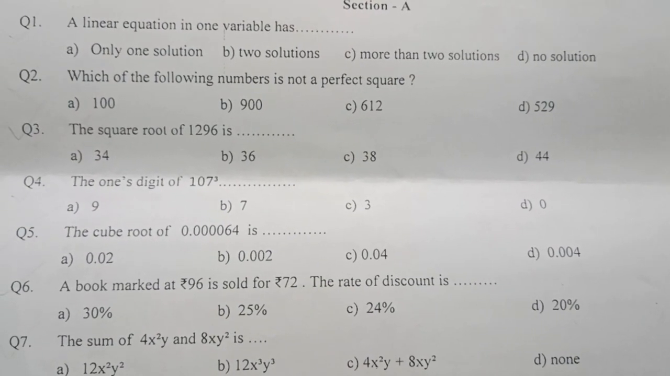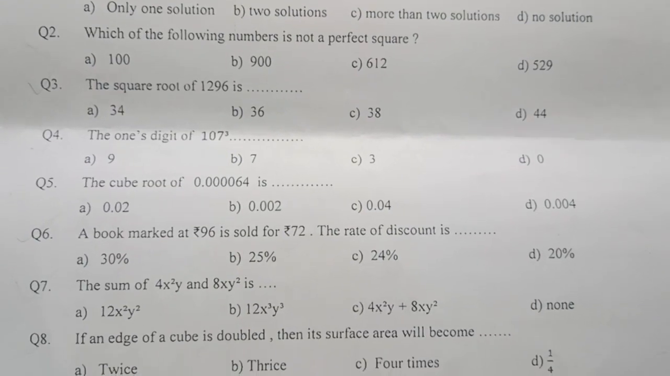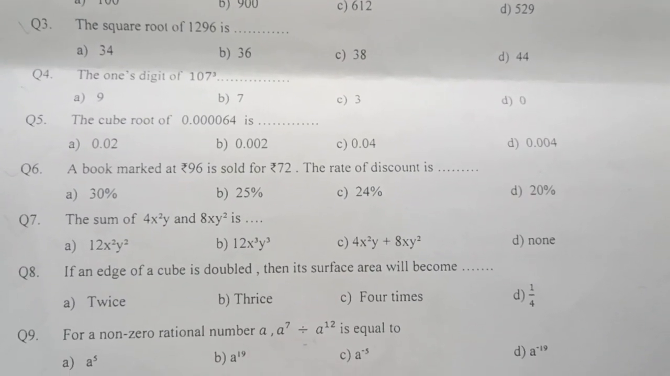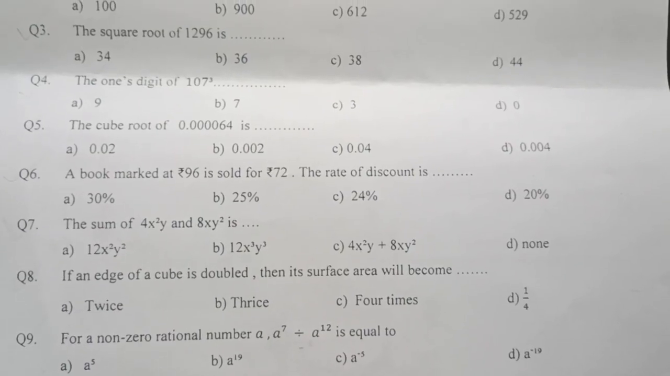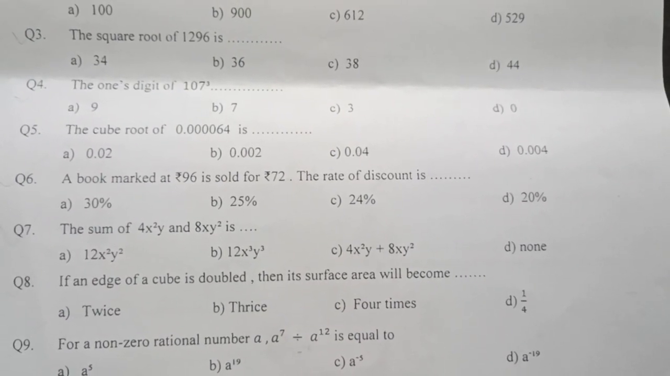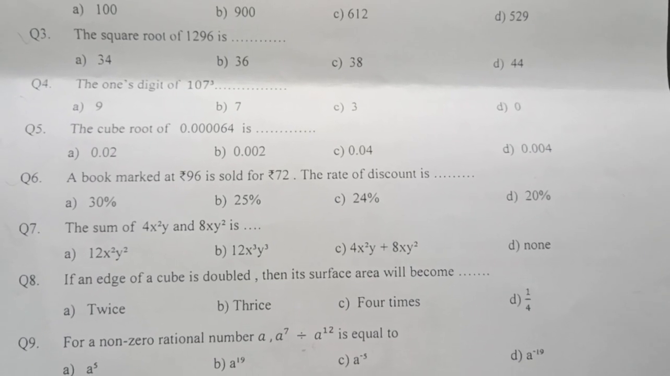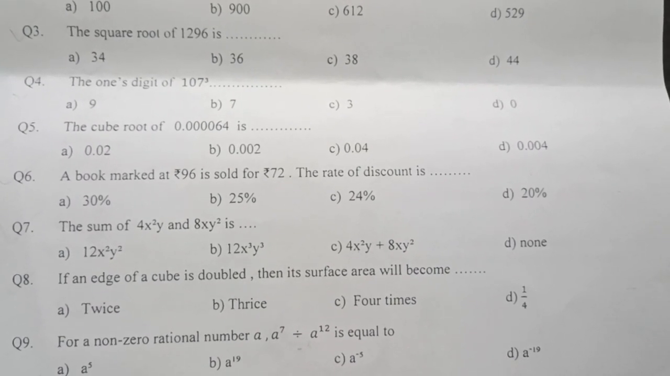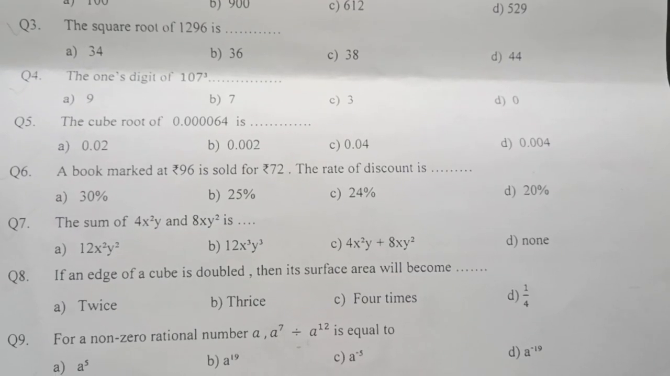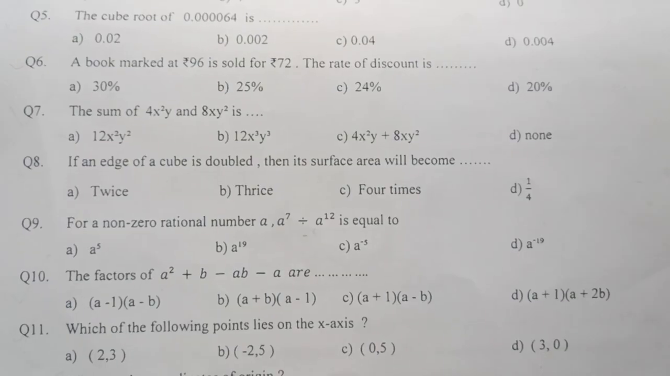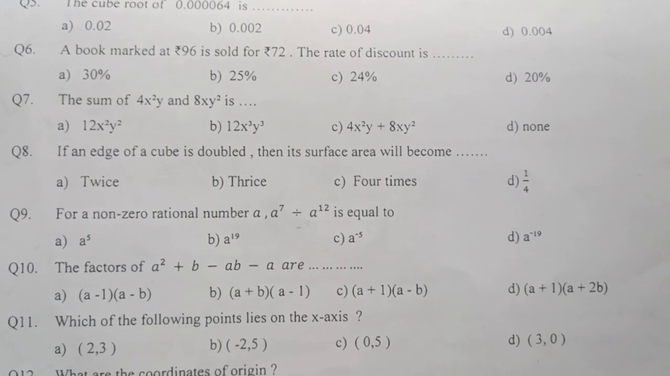तो square root निकाल के आपको देखना पड़ेगा. The square root of 1296 is dash. The one digit of 107 का क्यूब रूट, वंस डिजिट पे क्या आता है 107 के क्यूब पे, सॉरी क्यूब रूट नहीं क्यूब. The cube root of 0.000064 is dash. A book marked at rupees 96 is sold for rupees 72. What is the rate of discount?